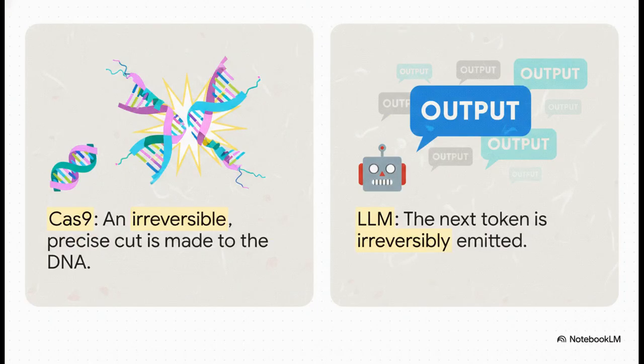And that brings us to the final step, number 5, executing the action. Cas9 makes a precise, irreversible cut to the DNA. The LLM emits the next word. Both are committed actions. It's the point of no return. Once it's done, it's done. You can't uncut the DNA, and you can't unsay the word. Uncertainty is resolved, and the system moves on.